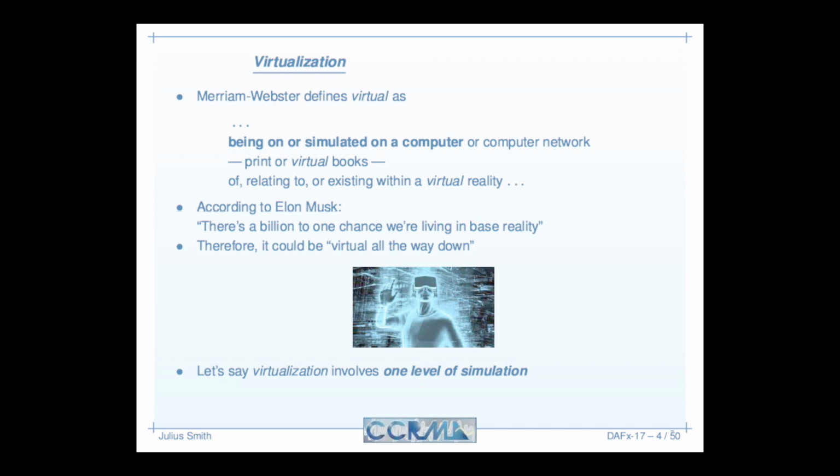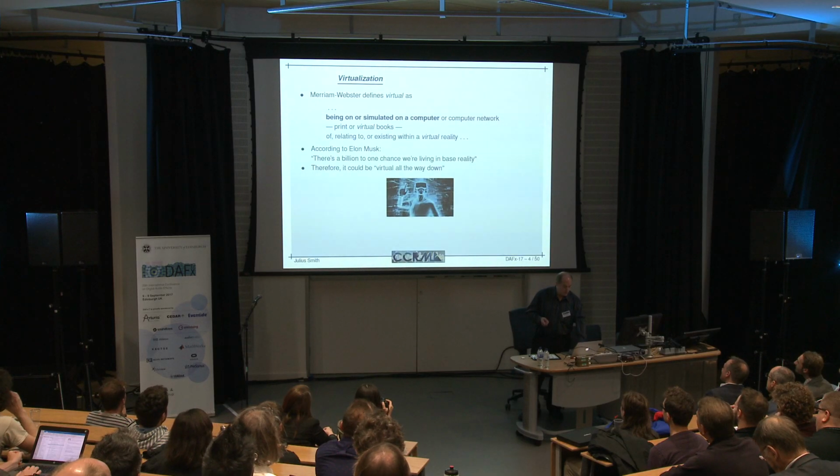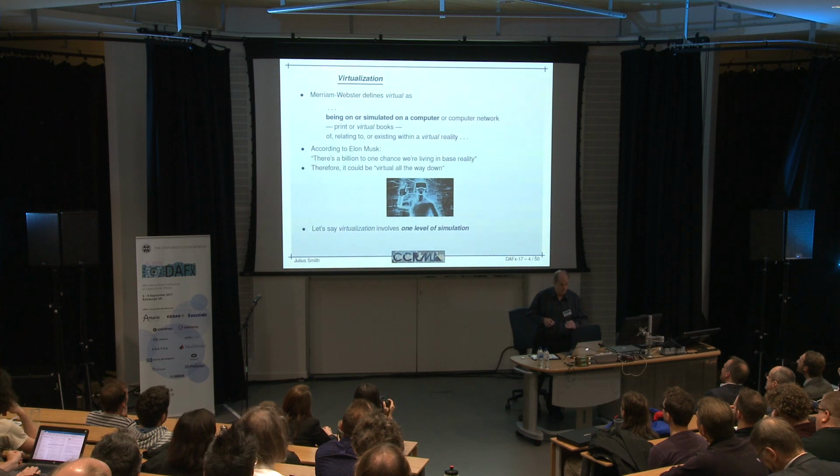And according to Elon Musk, we may be living in virtual reality right now. He says there's a 1 billion to 1 chance that we're living in base reality. I don't know exactly how he calculates that, but that's very, very interesting. So we have to be careful here. It could be virtual all the way down, not turtles, virtual. And virtual turtles. We can then say that virtualization involves one level of simulation. So if you just back up one, we can say it's a virtual something.